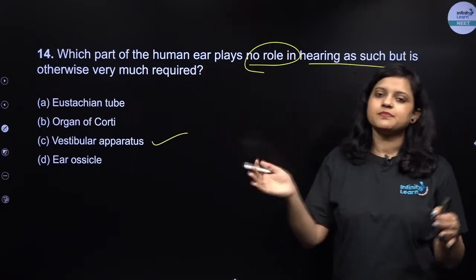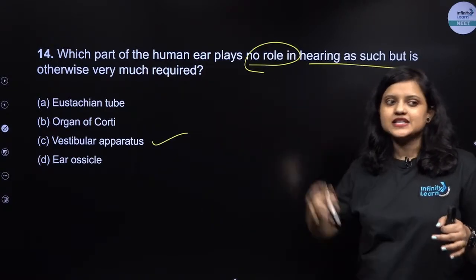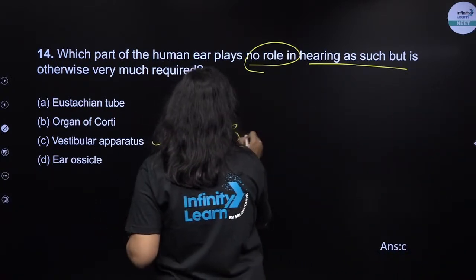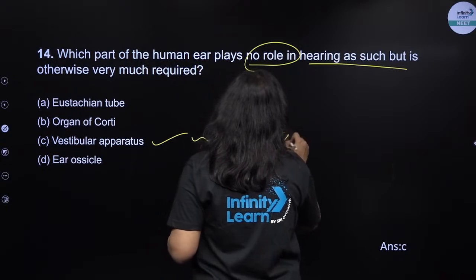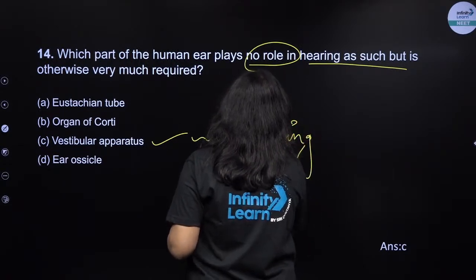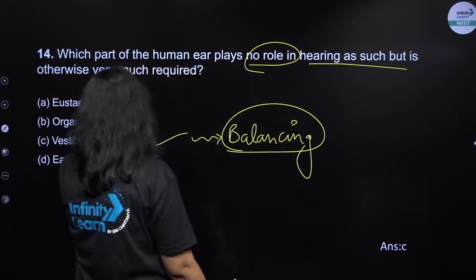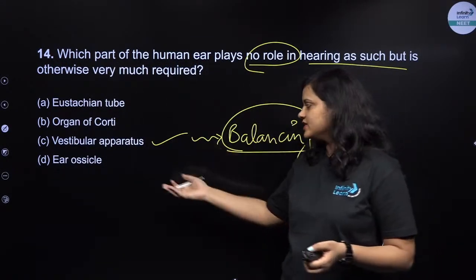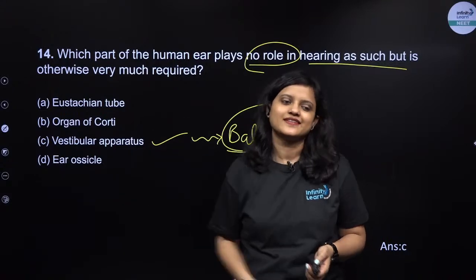Vestibular apparatus is a part of the ear and it helps in balancing, right? So this will be the answer of this question. Ear ossicles, 3 bones हैं and all 3 bones are responsible for hearing, right?